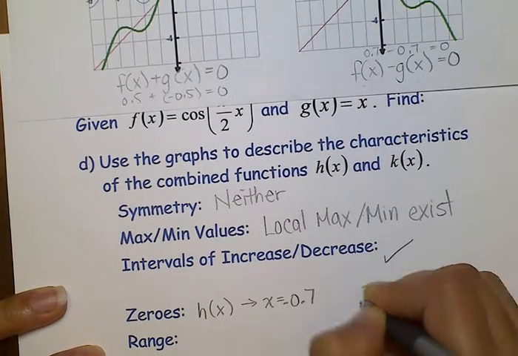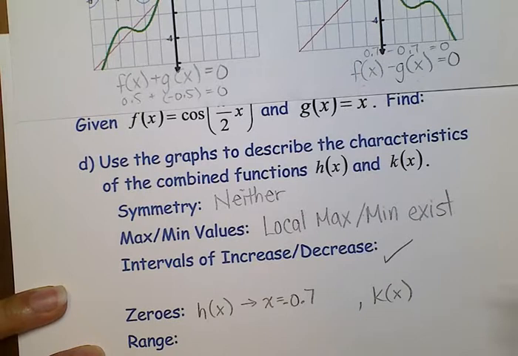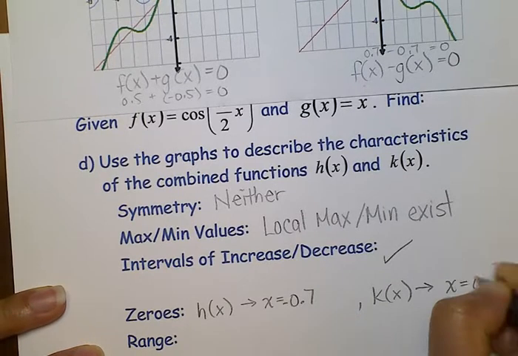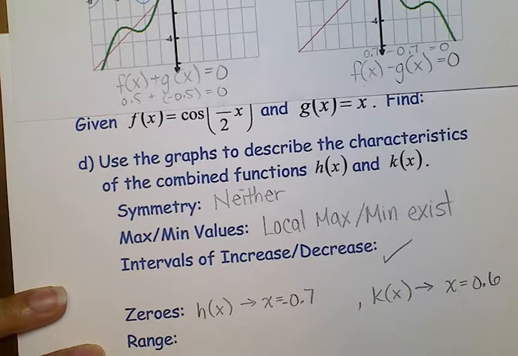And for k of x, that's the difference graph. We have x equal to positive 0.6 approximately.